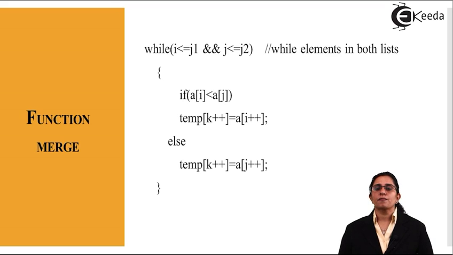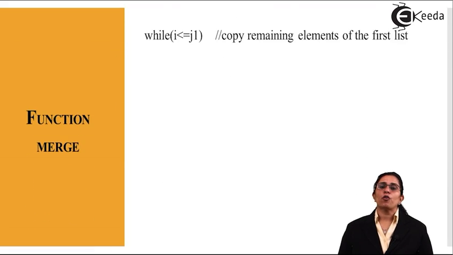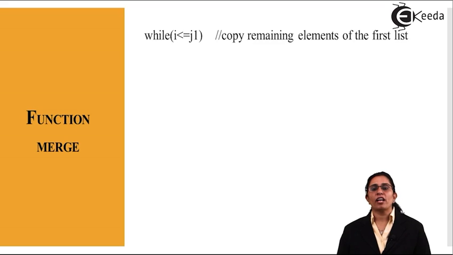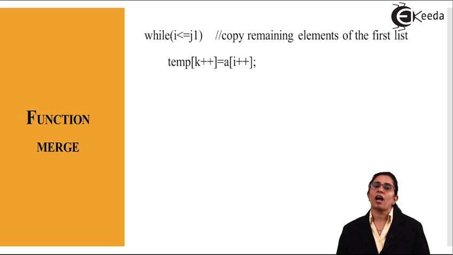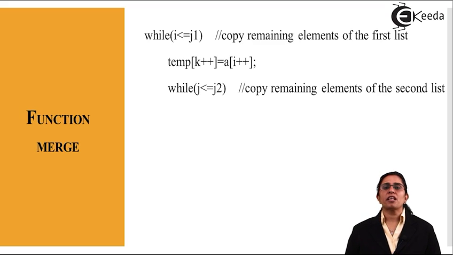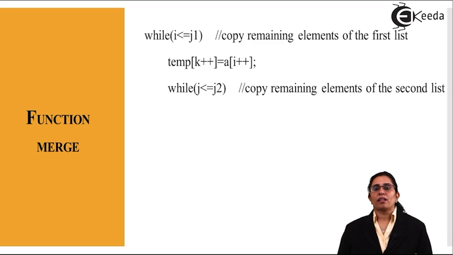And then what happens? While the value of I is less than J1, we copy the remaining elements of the list to the first list. We just move all the remaining elements of the array, A of I, to temp. And while J is less than or equal to J2, we copy the remaining elements of the second array into the temporary array. So now what happens?